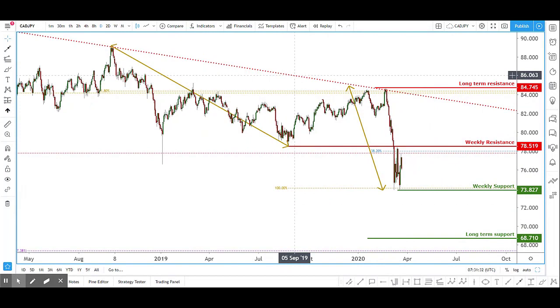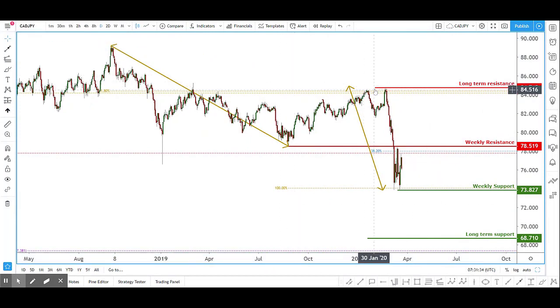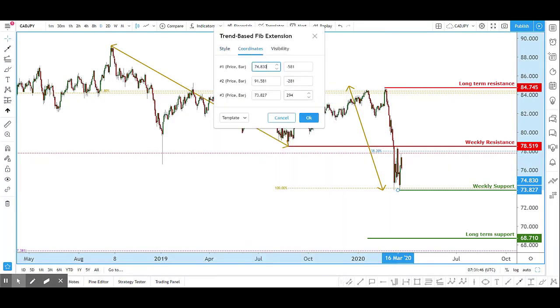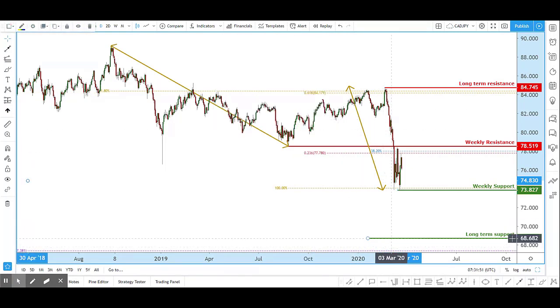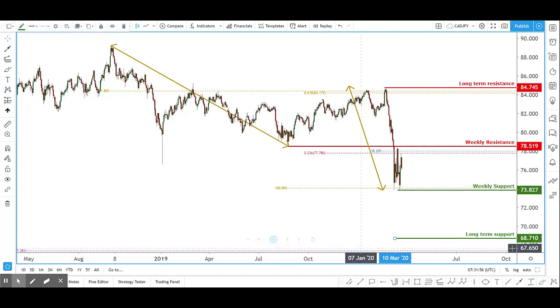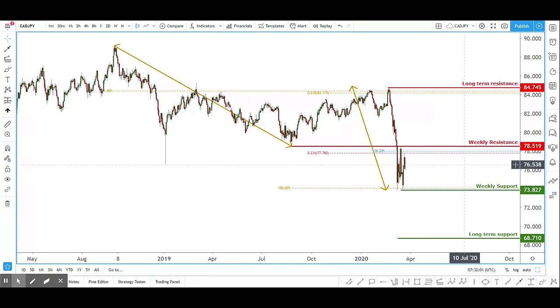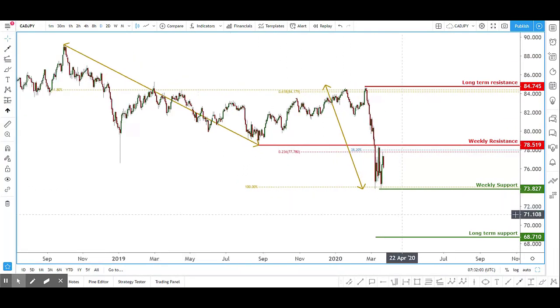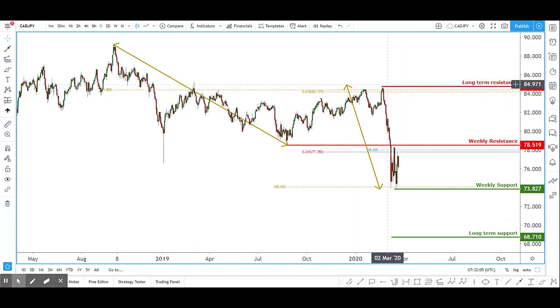Okay, the trend line is quite far away, so I'll remove this and I'll keep this level here. Okay, and let's tidy this up. I will remove this 61.8 extension because it's also a bit too far away. We have the levels here. Now on daily, we want to focus on this drop here.